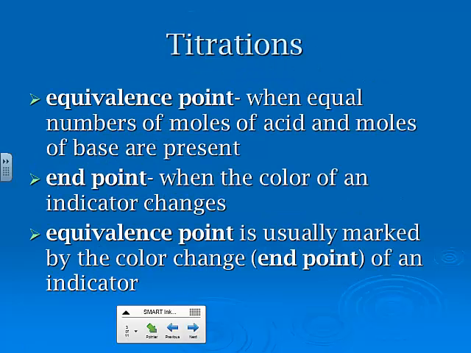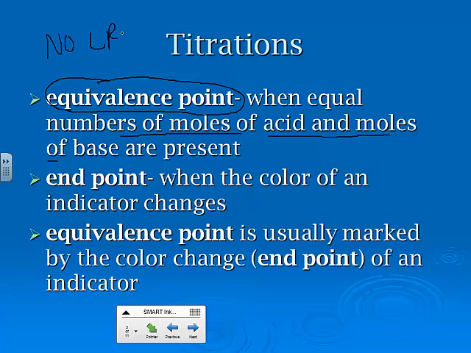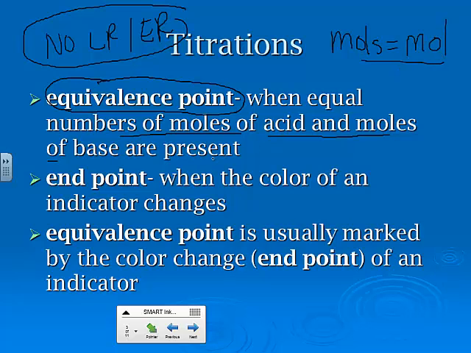Now, the next thing we need to do is define a couple of other points that happen with a titration. First off, we have the equivalence point. The equivalence point is when equal numbers of moles of acid and moles of base are present. So essentially you're right at equal amounts. There is no limiting reactant and no excess reactant. You have figured out exactly when the moles are completely equal to each other, and that's what the equivalence point is going to be.